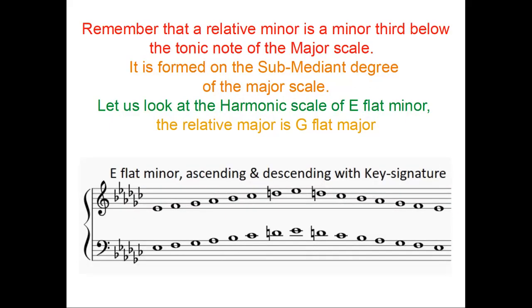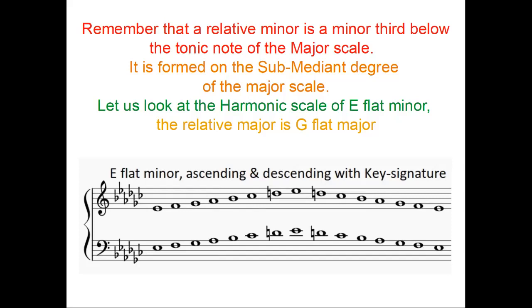Remember that a relative minor scale is a minor third below the tonic note of the major scale. It is formed on the sub-mediant degree of the major scale. Does that make sense? So if the major scale was a scale of C, then the sub-mediant of C is A, so we find that the relative minor scale is then A minor, and the A is then a minor third below the tonic note of C.